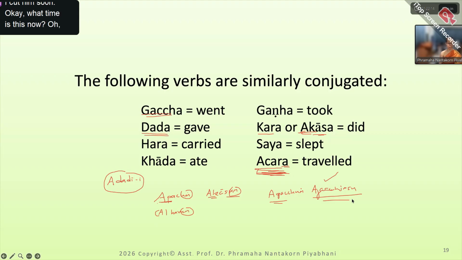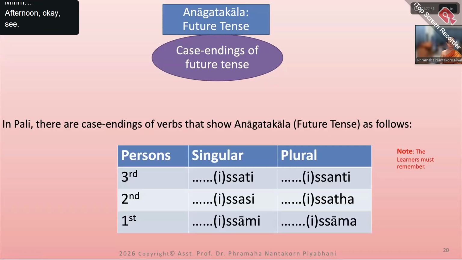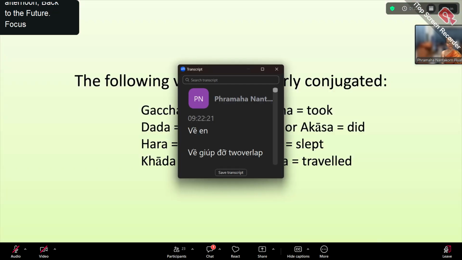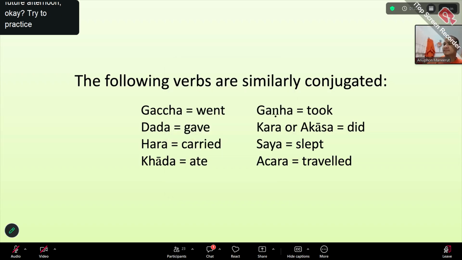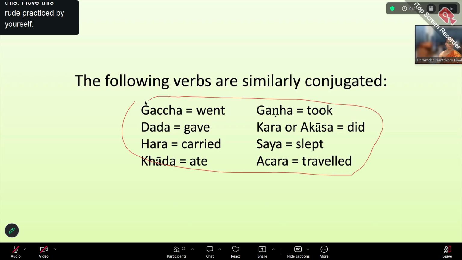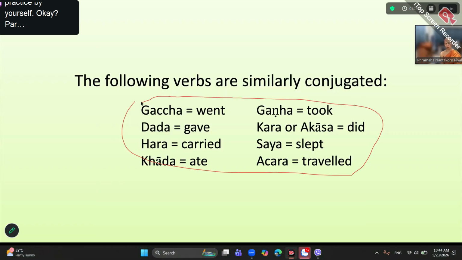Okay, what time is it now? Oh, time for lunch. Okay, for the past tense, atitakala. In the afternoon, we will focus on the future tense, anagatakala. We will go back to the future in the afternoon. Okay. Try to practice all of these roots by yourself. Practice by yourself, to become skillful.